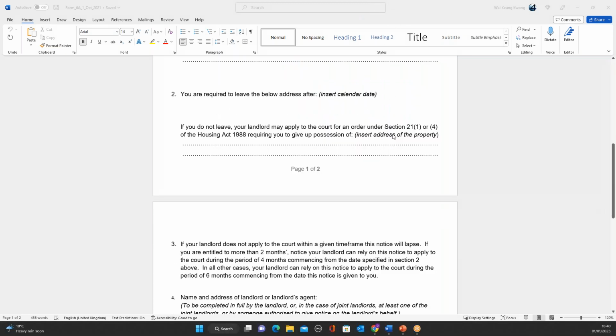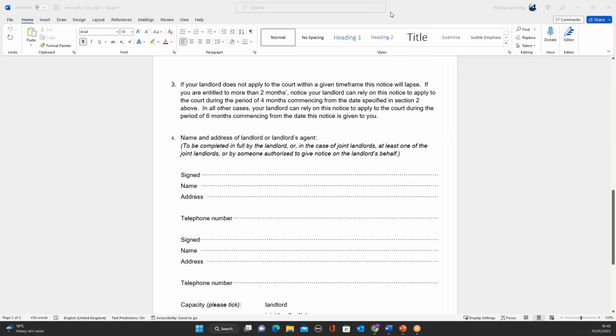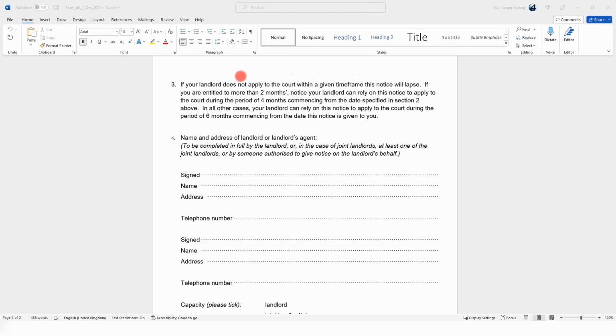And then going on to the second page. So again, point 3 here, I'll just bring my spotlighter up. That just says, if your landlord does not apply to the courts within a given time frame, this notice will lapse. If you are entitled to more than 2 months' notice, your landlord can rely on this notice to apply to the court during the period of 4 months commencing from the date specified in section 2 above, which is the expiry date. In all other cases, your landlord can rely on this notice to apply to the court during the period of 6 months commencing from the date this notice is given to you.